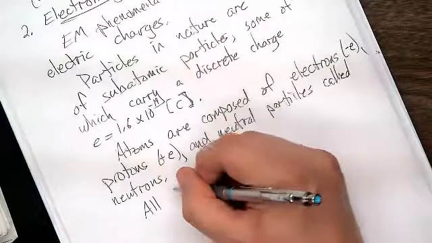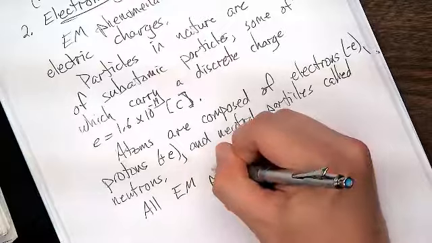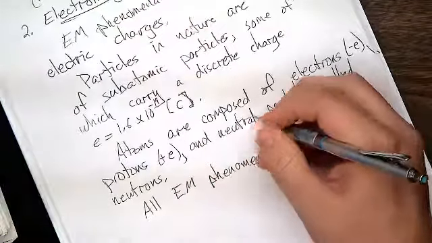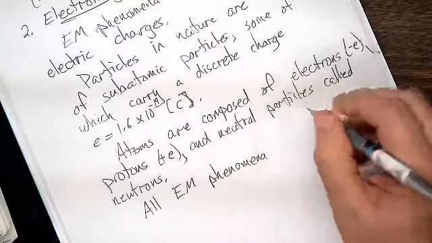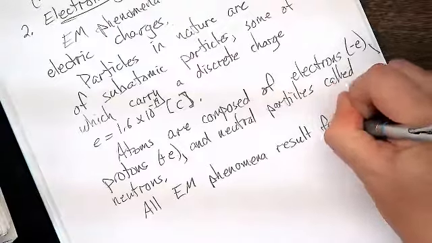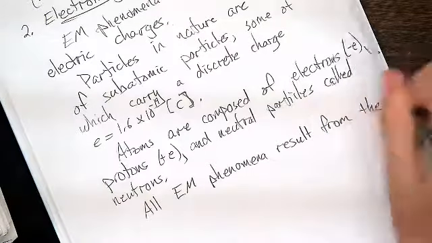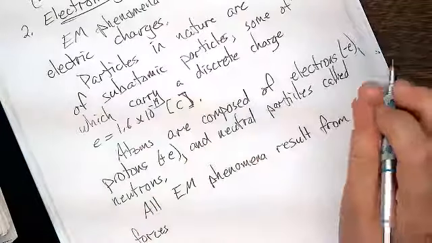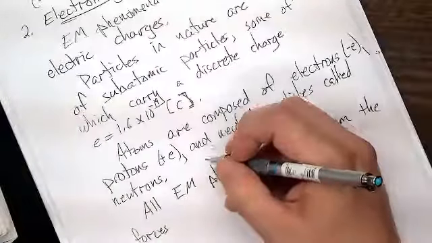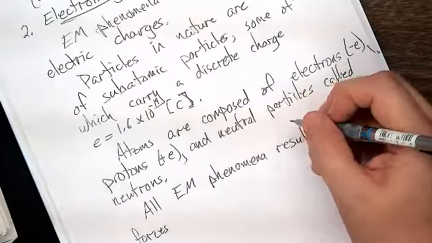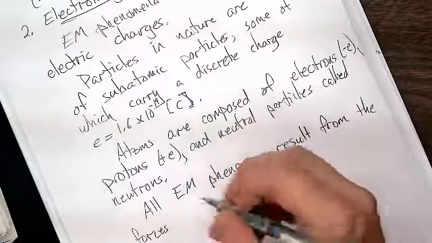All electromagnetic phenomena result from the forces and magnetic fields produced by the distribution and motion of these charges.